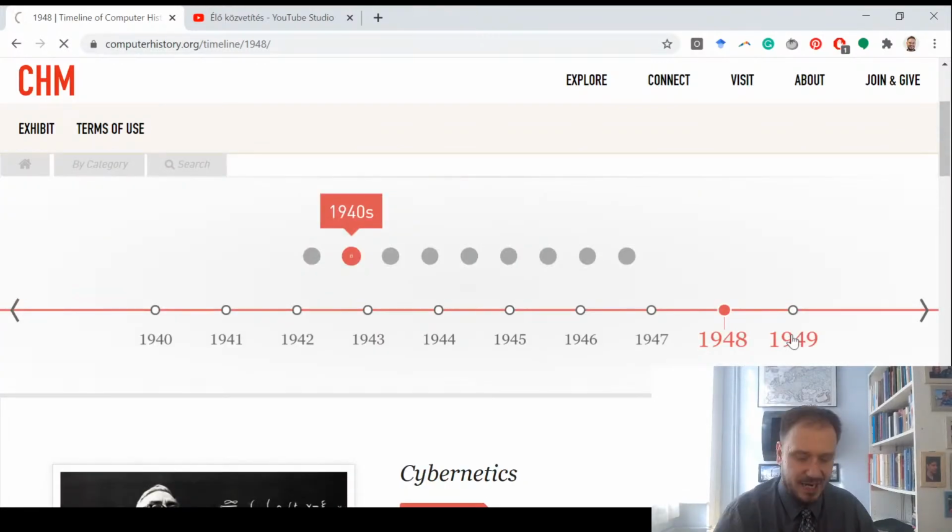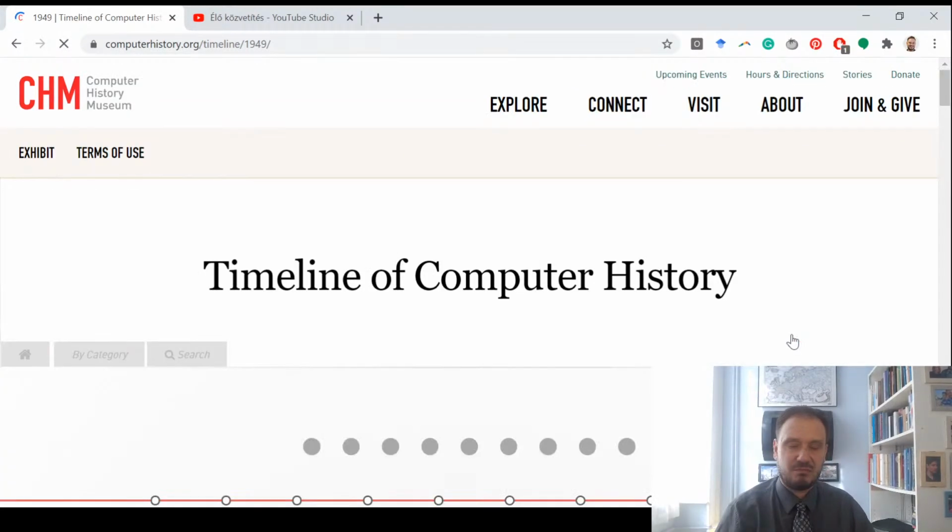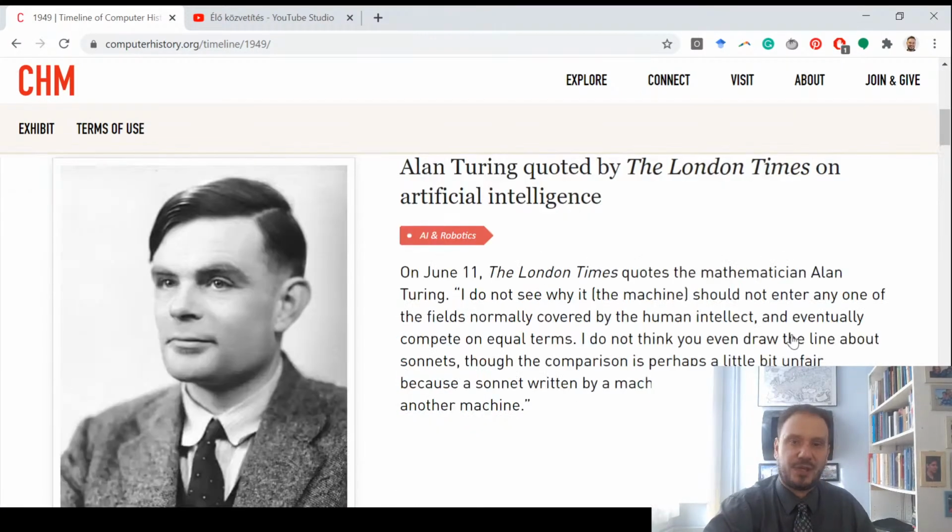The year is 1949 and we are taking huge steps now. Alan Turing, quoted by the London Times on artificial intelligence. This is a historical moment because at that time computers were nowhere near today's machines. What did they lack? They lacked a screen. They also worked without keyboards. They were nothing like today's computers, and no one could imagine that they could think.